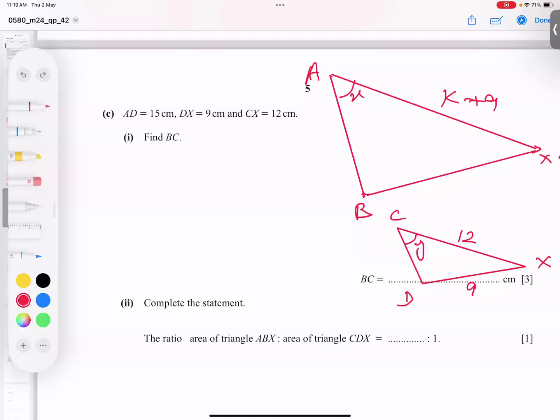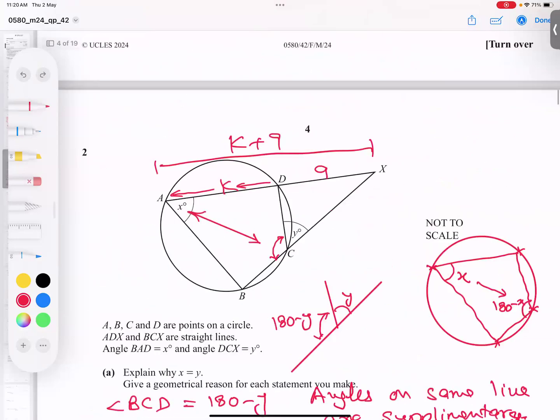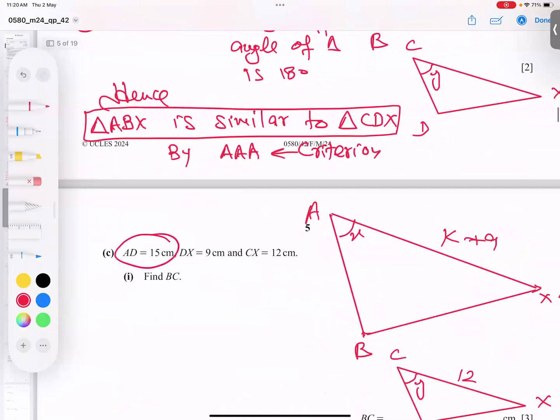It means, wait a minute. Okay, DX is 9. DX is 9, we have already. Okay, I did not utilize AD up till now. So where is AD? AD is given. AD is 15, I think. Then I got 26. Let me check again. AD is 15. Yes, AD is 15.